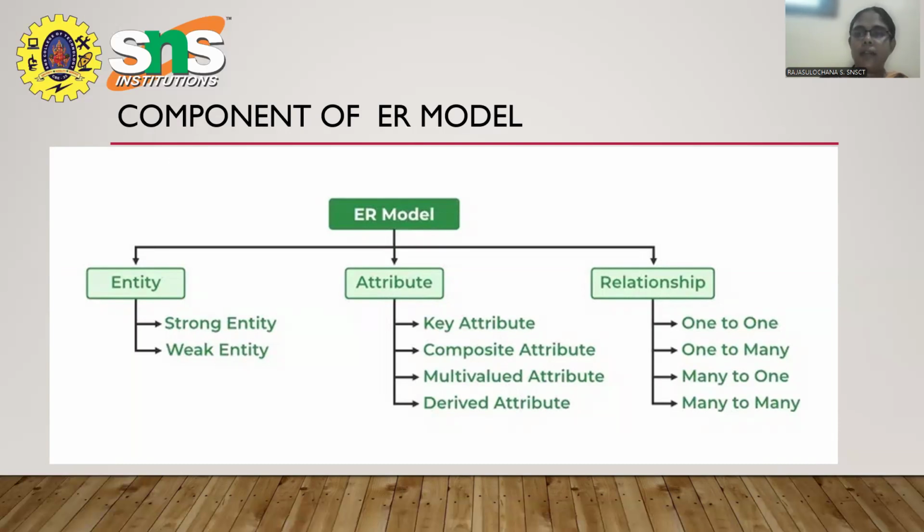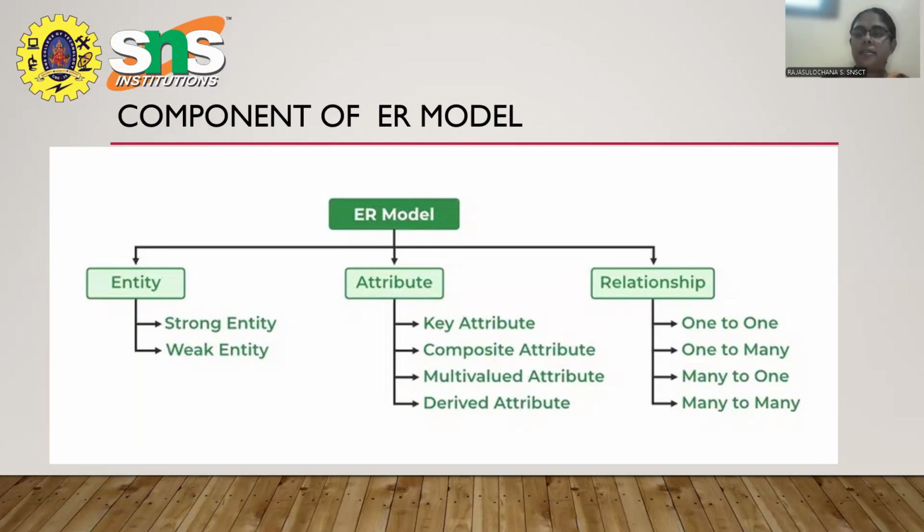For example, one student can have two email IDs. One student can have two mobile numbers. So phone number and email ID are multi-valued attributes. Next, derived attributes. If the value of any attribute can be derived from some other attribute, it is a derived attribute. For example, age can be derived from the date of birth. So age is a derived attribute.